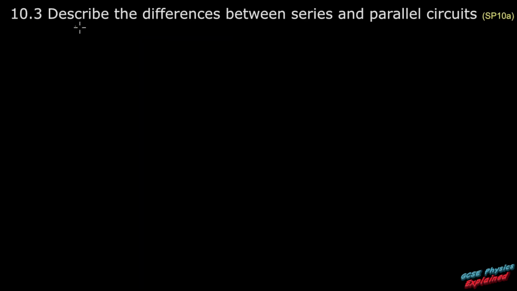Statement 3. Describe the differences between series and parallel circuits. Right. So a series circuit has only one loop. A parallel circuit has more than one loop.